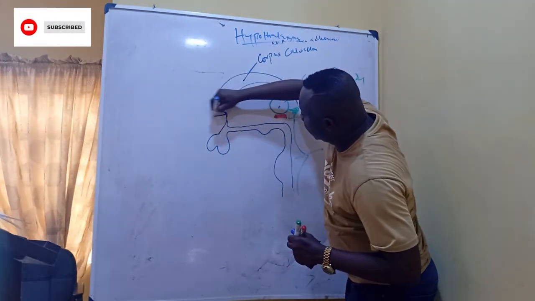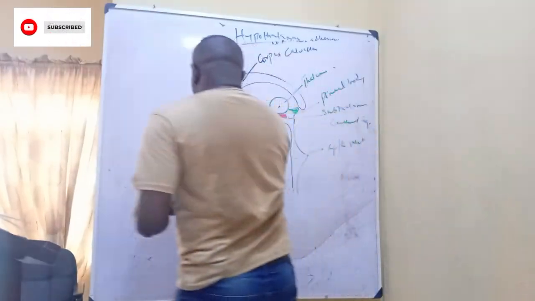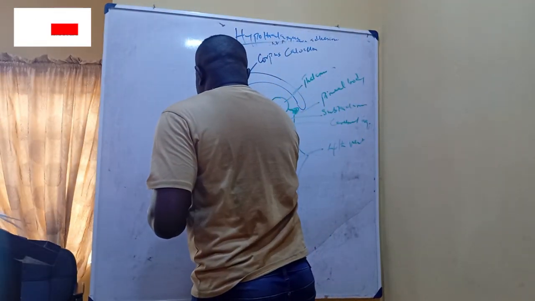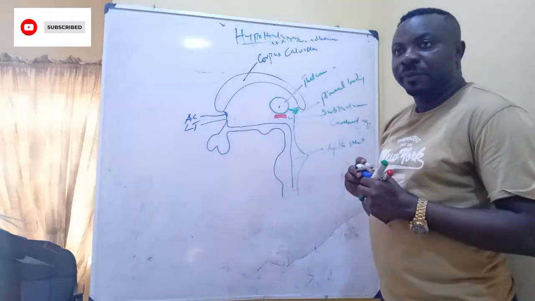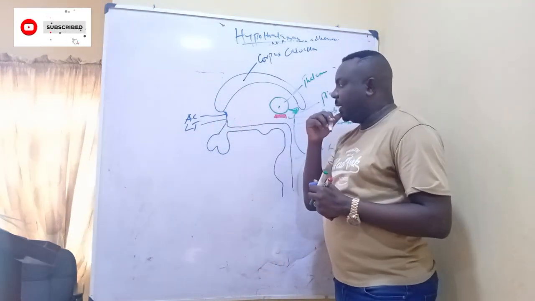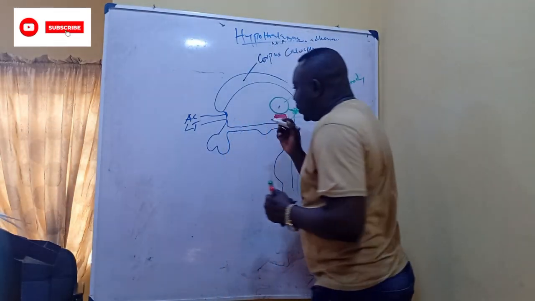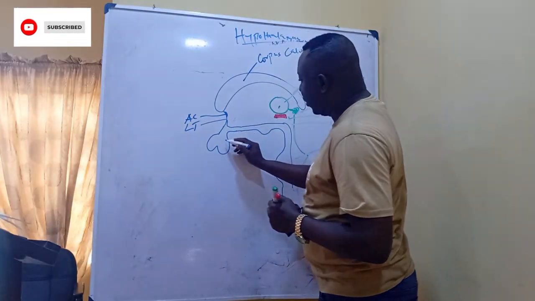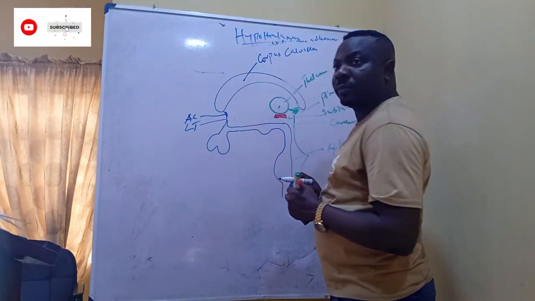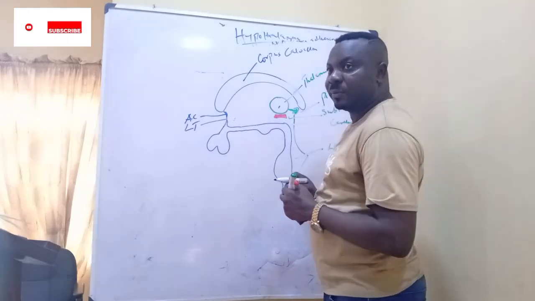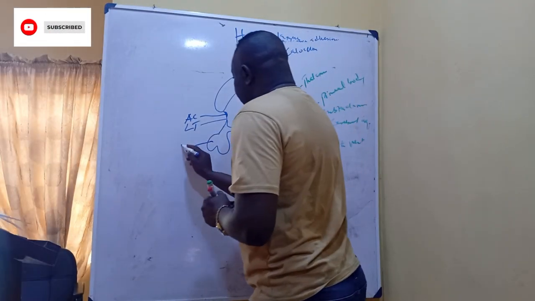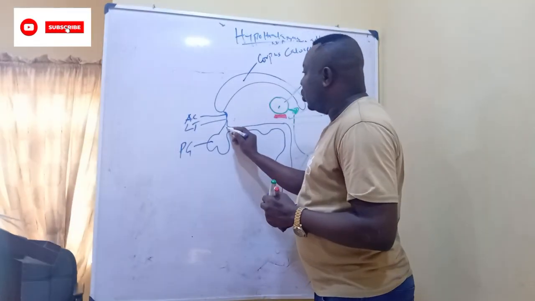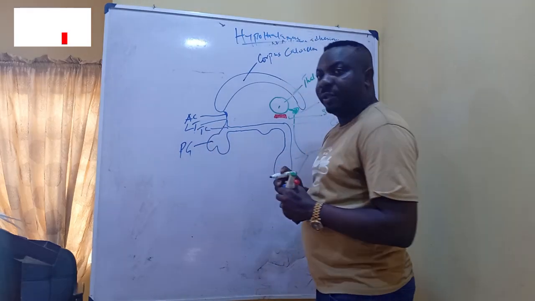What do you call this structure? This is the anterior commissure. Is it not so? This is called what? Lamina terminalis. Are you there? Now, this one is called what? This one is the pituitary gland. Is it not so? It's called what? Tuber cinereum. Is it not so?